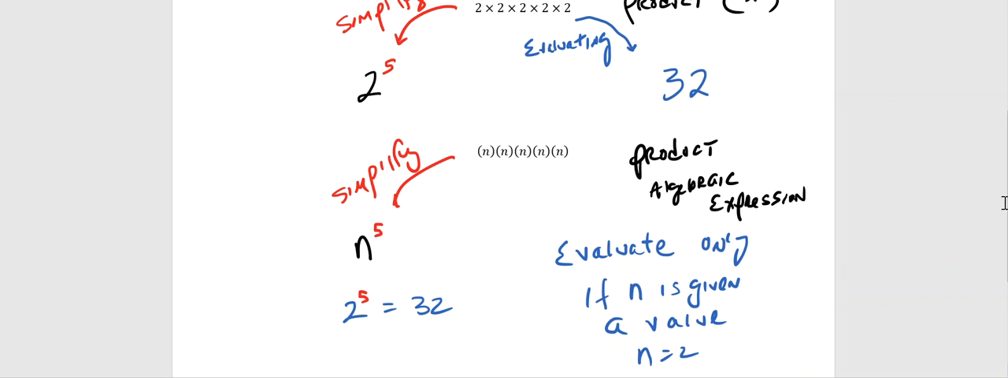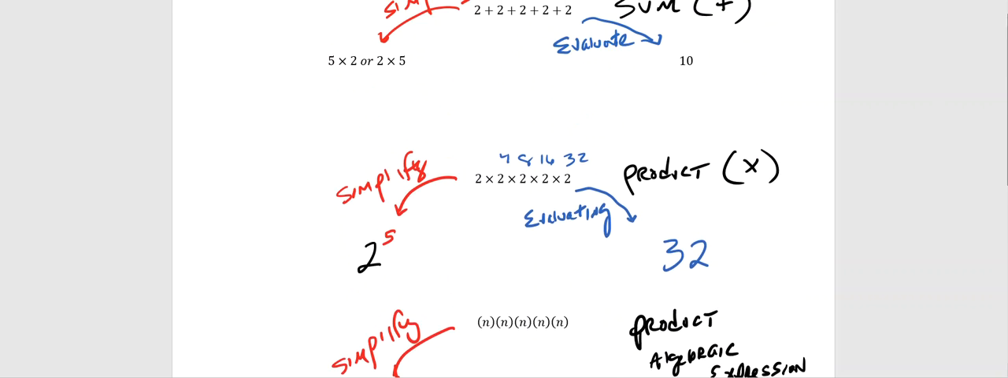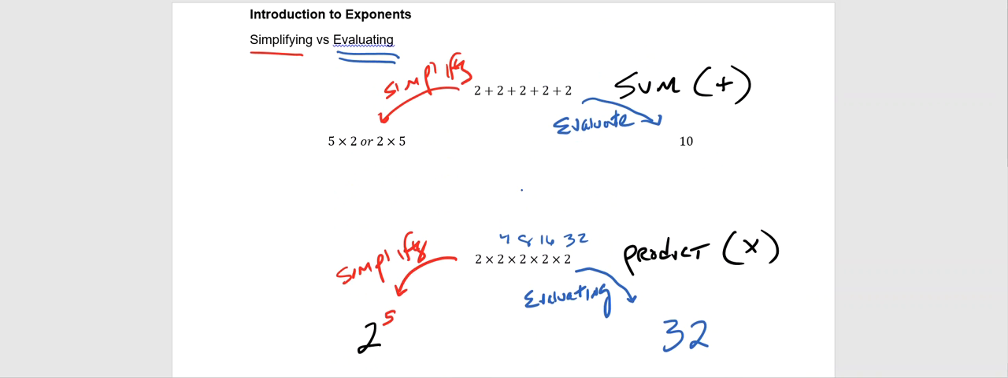So just be mindful of the difference of the language. I know it seems very straightforward, but simplify means just to write in a simpler way. Evaluate means to find the value of, to actually calculate when you have the ability to calculate with numbers that are part of your expression.